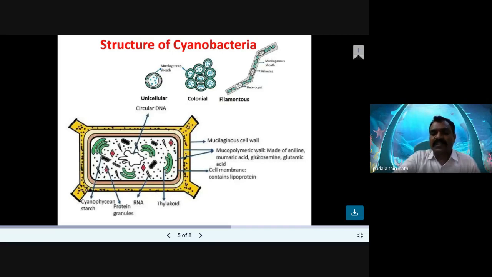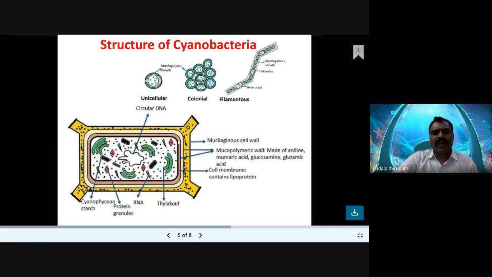So this has muramic acid. My dear friends, along with blue-green algae, the bacterial cell wall is also made up of murein or mucopolypeptide. This mucopolypeptide or murein contains muramic acid, glucosamine and glutamic acid. These are all included in the mucopolymeric wall.